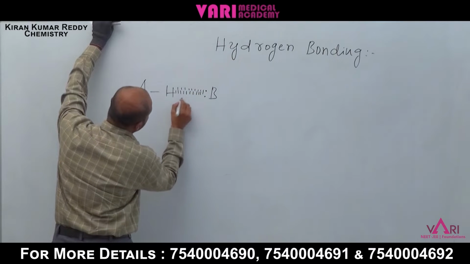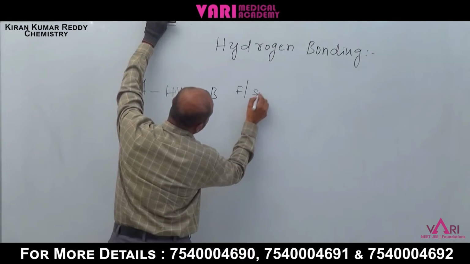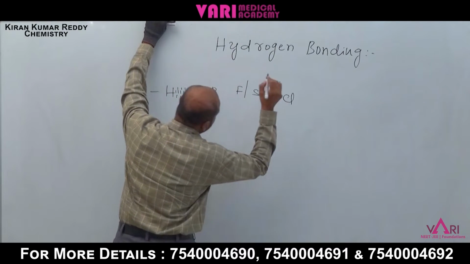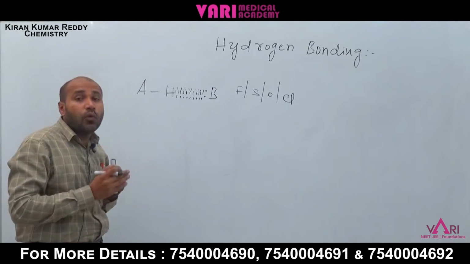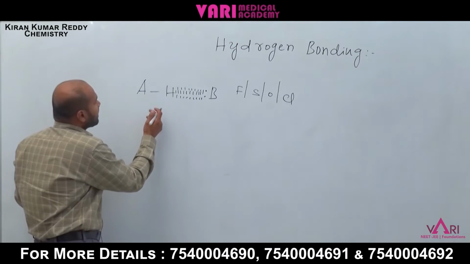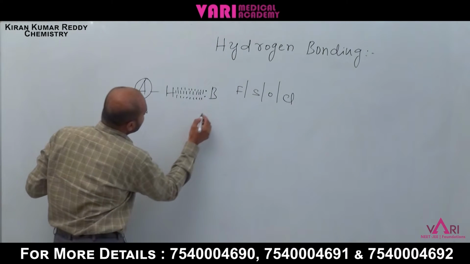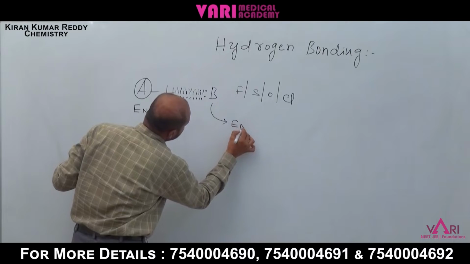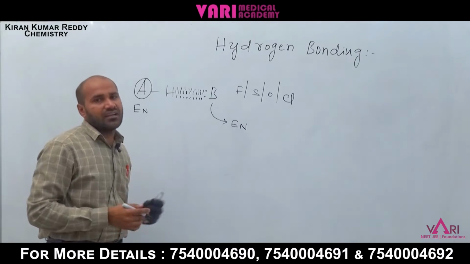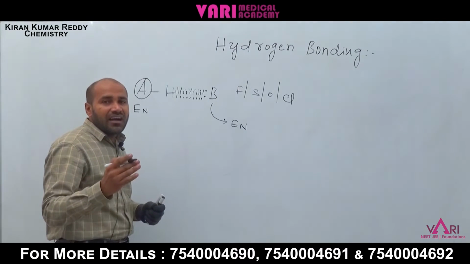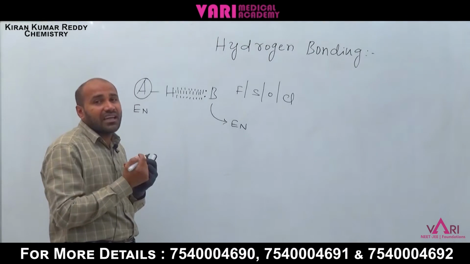Electron rich heteroatoms, which ones? Heteroatoms like fluorine, sulfur and oxygen, and sometimes chlorine also. These heteroatoms contain lone pairs of electrons. This A atom is also an electronegative atom, and B atom is also an electronegative atom, with small size and lone pair of electrons. What is electronegativity? It is the attracting nature. Attracting nature is electronegativity. Accepting nature is electron affinity.